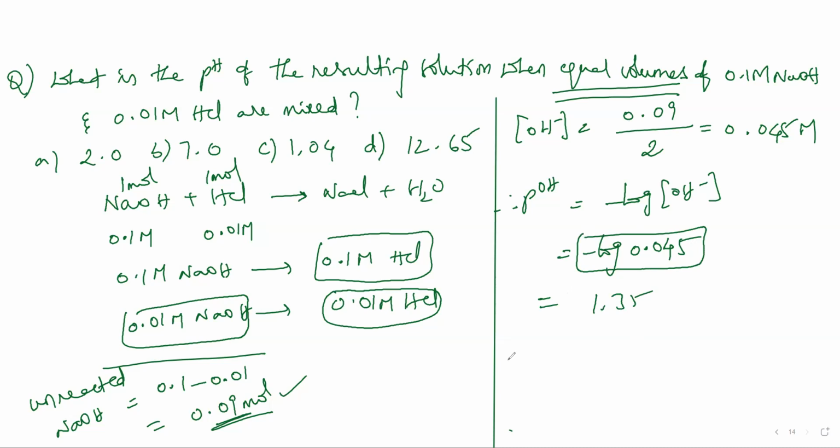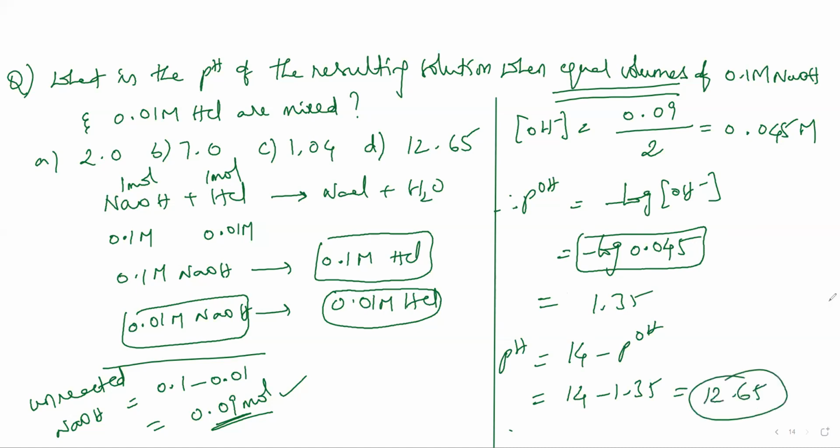No need to worry. Then finally pH is equal to 14 minus pOH. That is 14 minus 1.35. So what will you get? 14 minus 1.35, you will get 12.65. So this is your answer, 12.65. Okay. Right. This is based on mixing of solutions.